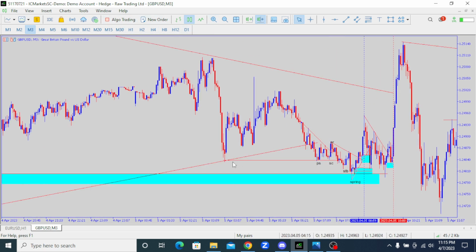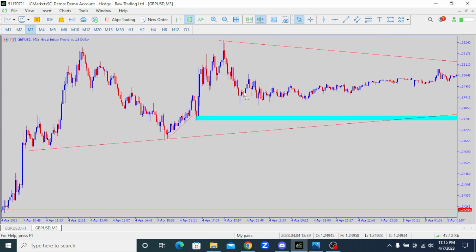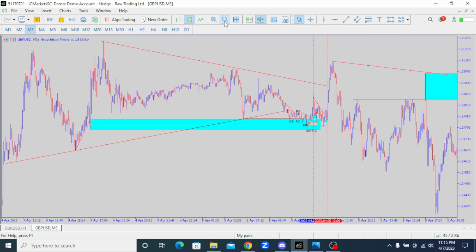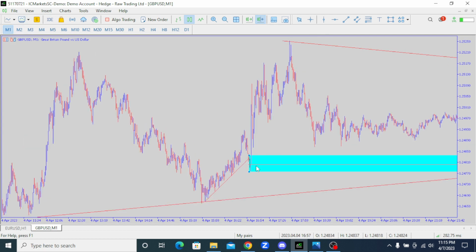So the price was around this area. It created these relative equal lows, and I had this point of interest, which I refined to M1, and it's a good point of interest.